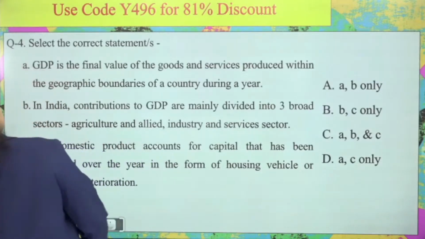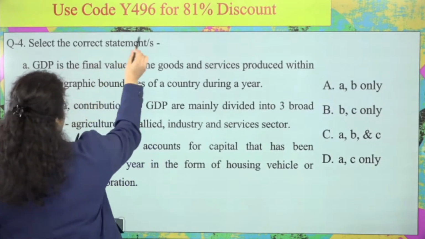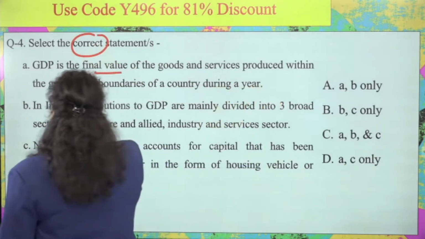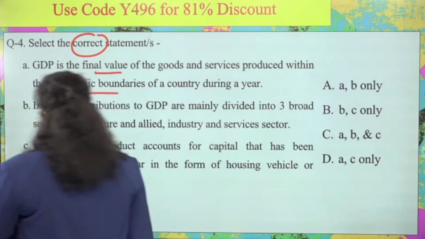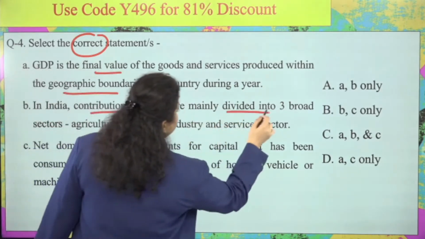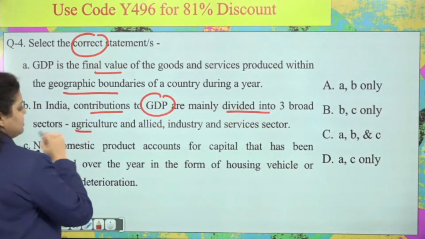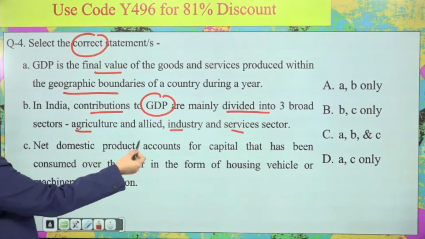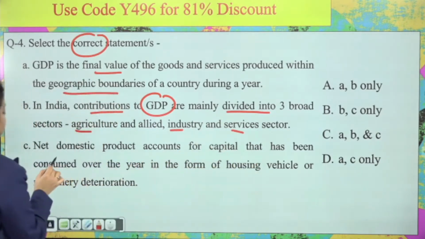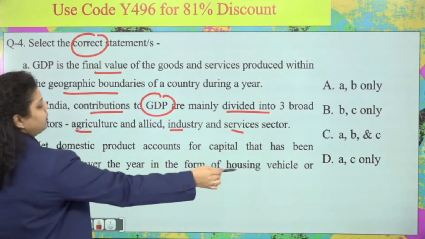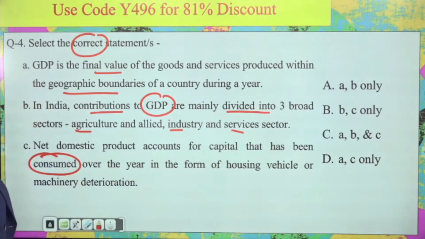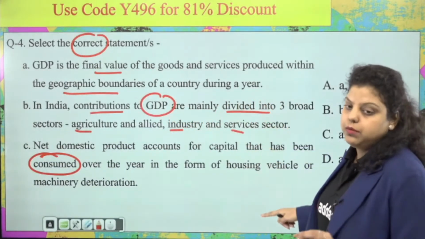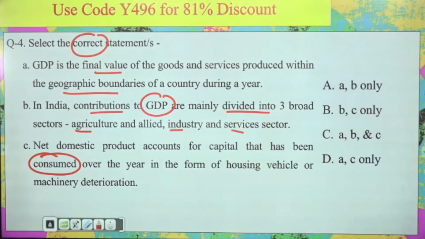Next. Select the correct statement. You have to answer the correct statement here. GDP is the final value of all goods and services produced within the geographical boundary of a country. That is the first statement. Second, in India, contribution to GDP is mainly divided into 3 broad sectors: agriculture and allied areas, industrial sector and service sector. The third statement says net domestic product NDP accounts for the capital that has been consumed over the year in the form of housing, vehicle or machinery depreciation. So you have to tell, out of these 3 options, the first 2 are talking about GDP, the last one is talking about NDP. Which of these is the correct statement?